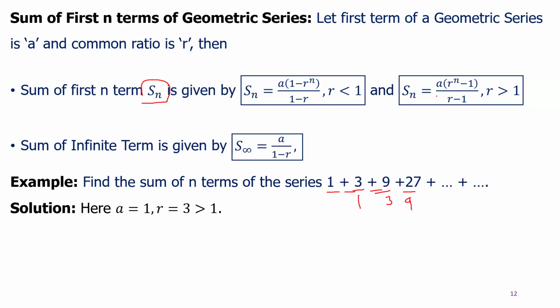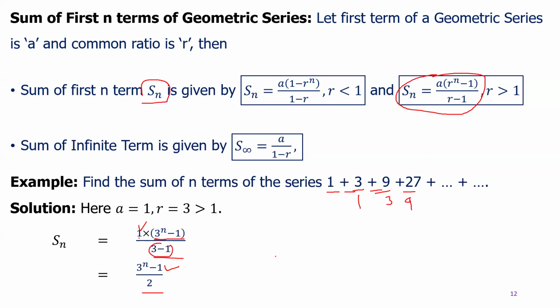Here, the value of R is greater than 1. So we apply this formula. Sn is equal to A, which is 1, times 3 to the power n minus 1, whole divided by 3 minus 1. If we calculate this, 1 into 3 to the power n minus 1 is 3 to the power n minus 1, and 3 minus 1 is equal to 2. This is the sum of first n terms of the given series.